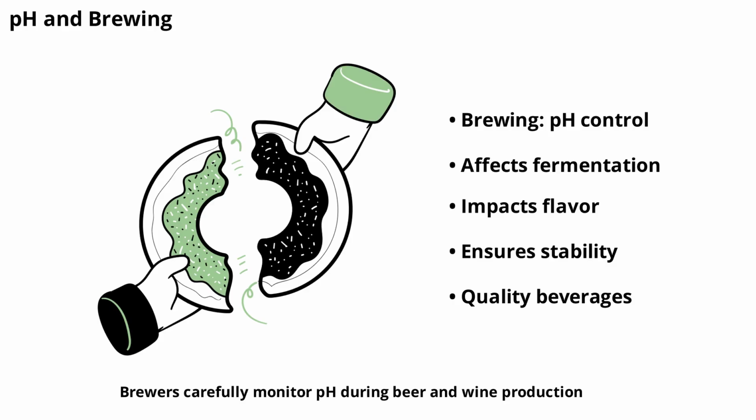Brewers carefully monitor pH during beer and wine production. The right pH ensures proper fermentation, flavor, and stability. Too much acidity or basicity can spoil the taste or cause unwanted reactions. pH control is a key part of creating high-quality beverages.